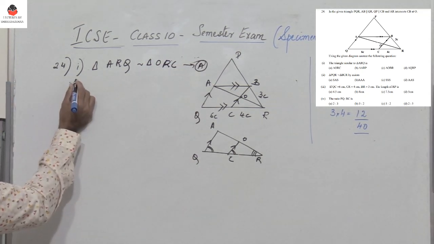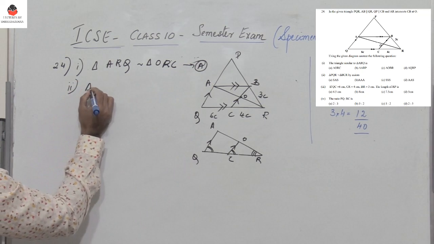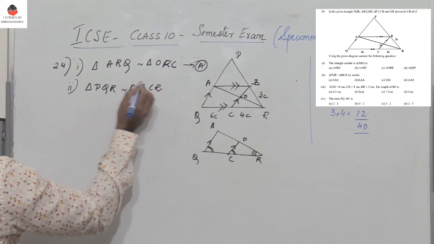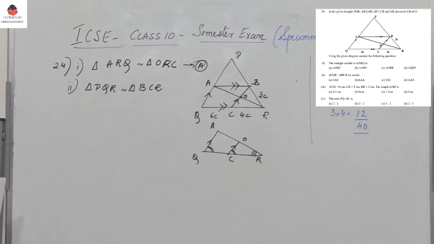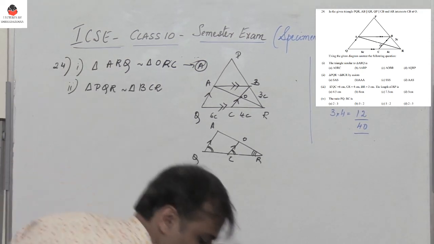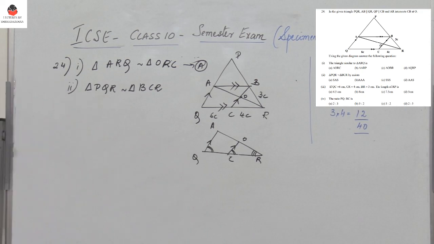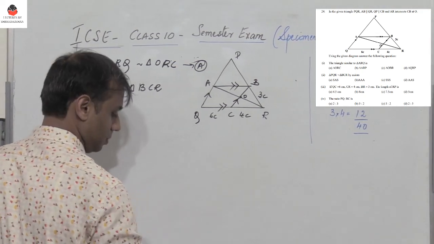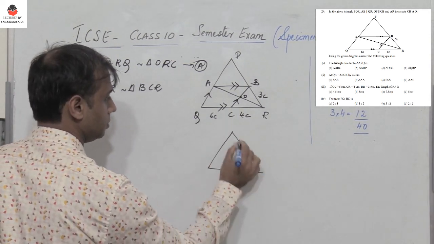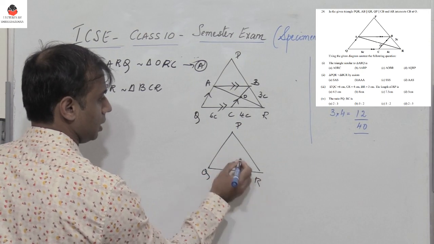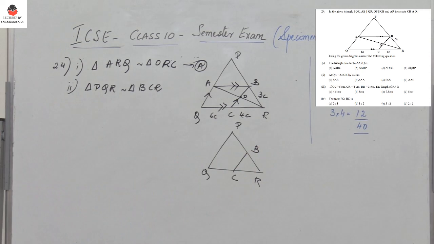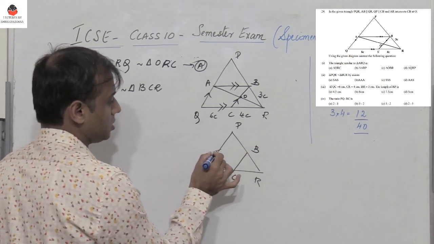The second one, triangle PQR is similar to triangle BCR by the axiom. So triangle PQR is similar to which triangle? So let me draw triangle PQR. So this is triangle PQR and I have triangle BCR. All right. So now observe that these two lines are parallel.